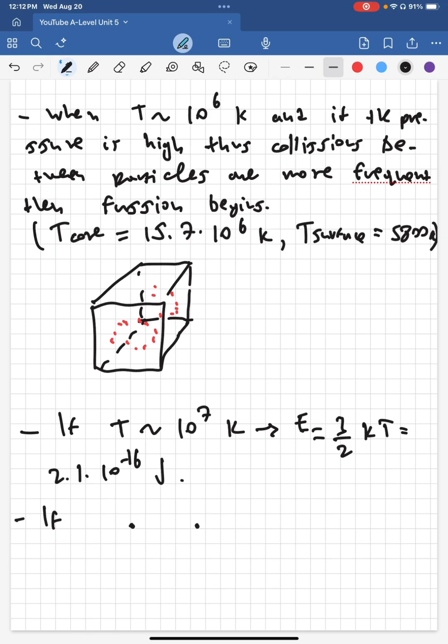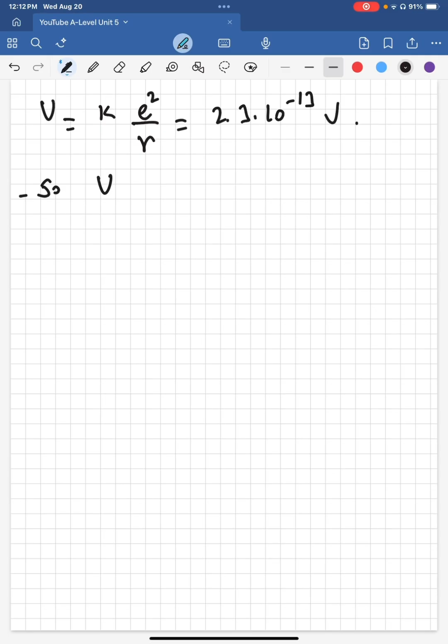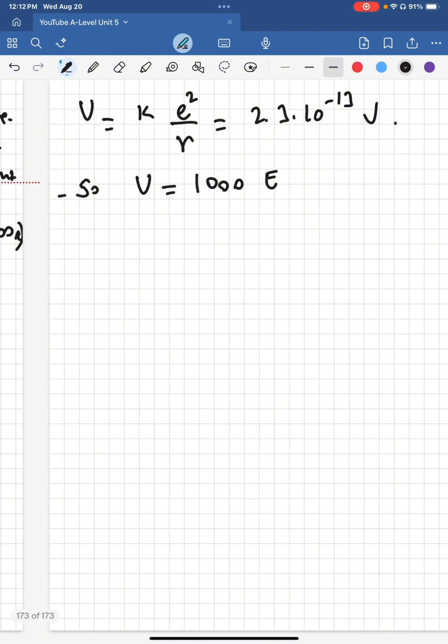If we have two such nuclei of charge E separated by some distance r, that is equal to about 10 to the minus 15 meters, then the electric potential energy of these two nuclei is K E squared over R. Okay, so this is equal to 2.3 times 10 to the negative 13 joules. So the electric potential energy is 1,000 times the kinetic energy of these nuclei.